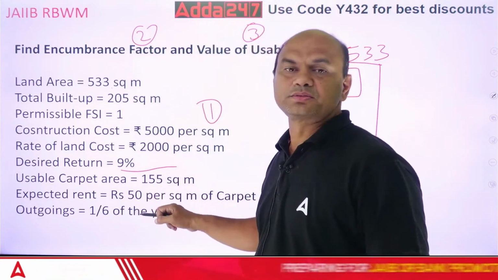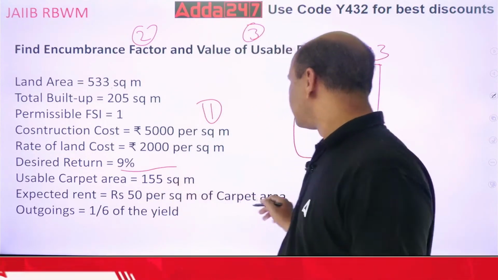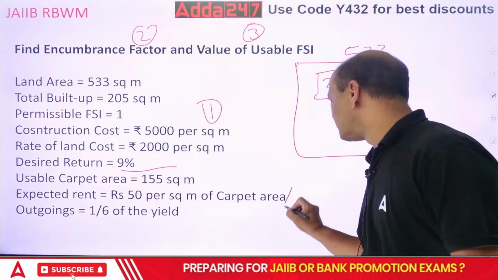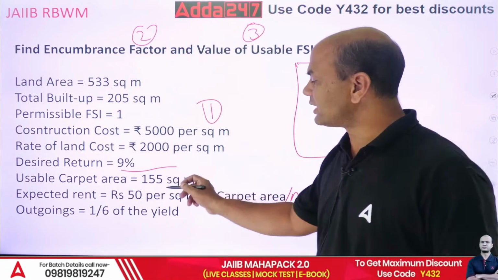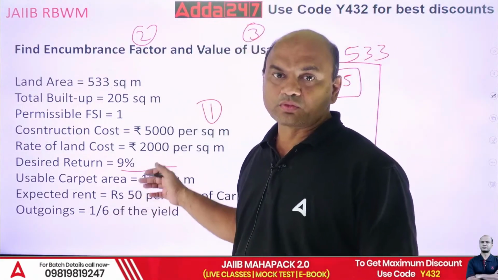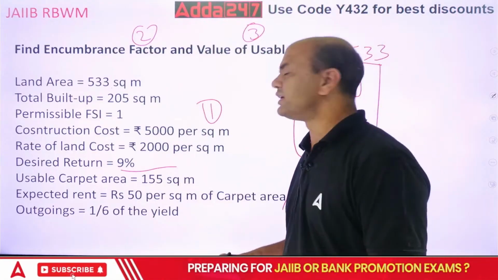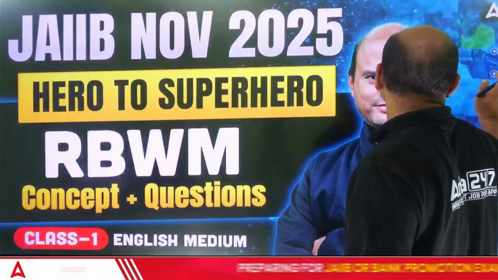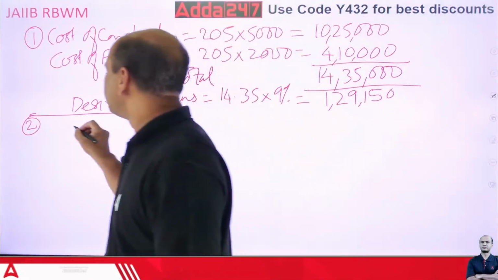Multiply these two. And this is per square meter per month. This 50 rupees is per month. It's always per month. So for 1 month I am getting 50 rupees into 155. So for 12 months, multiply this. So expected yield, estimated yield, is what? Estimated yield means estimated returns.